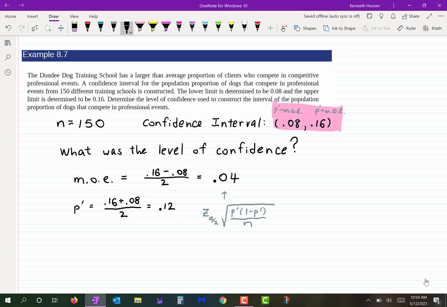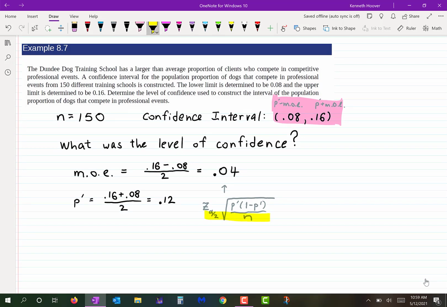Okay, so here's what we're going to do. I'm going to take this formula right here, and I'm going to copy that down. And I'm going to write an equation, and I'm going to say that equals 0.04. And then we're going to use some algebra. Okay? All right, so let's write this down. The z-score for alpha over 2 times the square root of p prime times 1 minus p prime over n. That equals the margin of error. And let's fill in the numbers that we know. Okay, we know the margin of error is 0.04. We know p prime is 0.12.